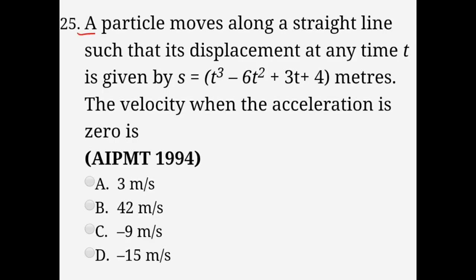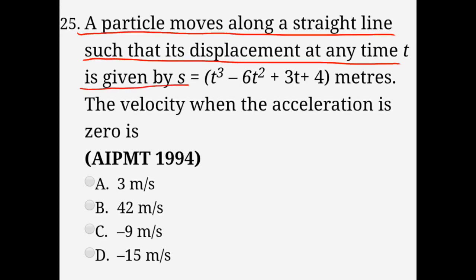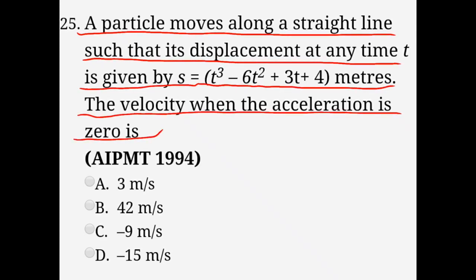Question number 25. A particle moves along a straight line such that its displacement at any instant t is given by s equal to t cubed minus 6t square plus 3t plus 4 meters. The velocity when the acceleration is 0 is: option A, 3 meter per second; option B, 42 meter per second; option C, minus 9 meter per second; option D, minus 15 meter per second.